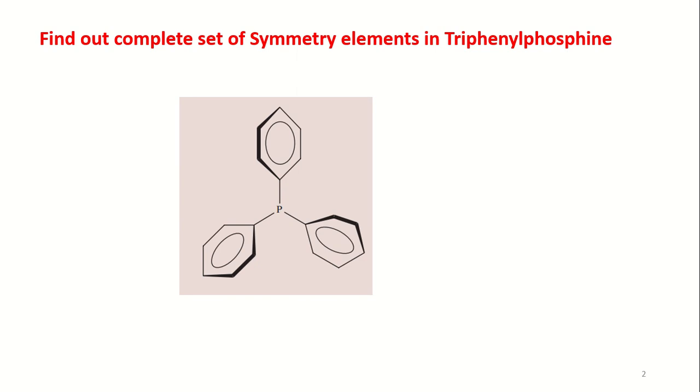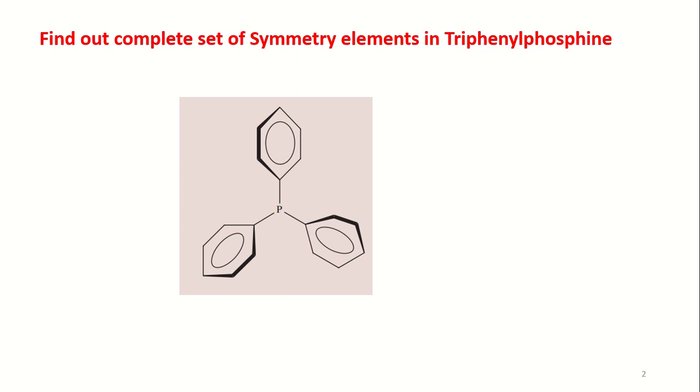The first one is the identity E. For the second one, we should go for the proper rotation. For proper rotation, generally we can see there is a presence of C3. C3 means that the molecule comes back to the same position after a 120 degree rotation. So we can say there would be a C3 axis of rotation in triphenylphosphine.